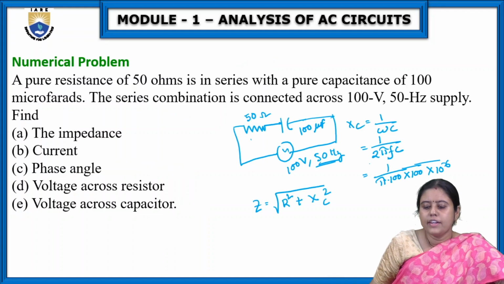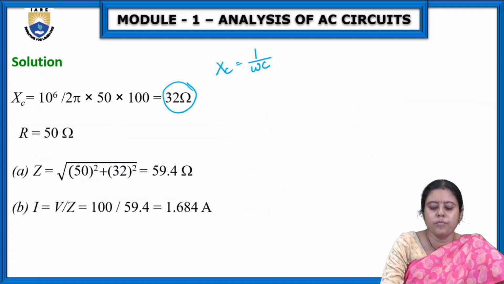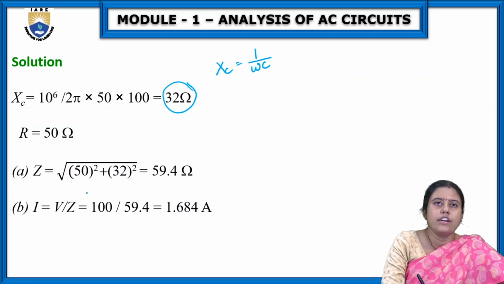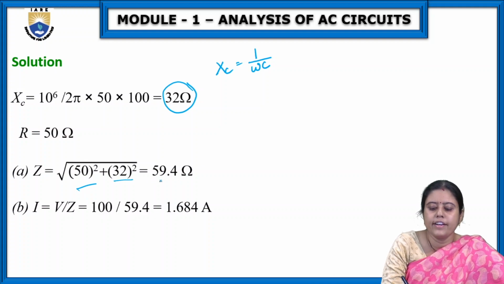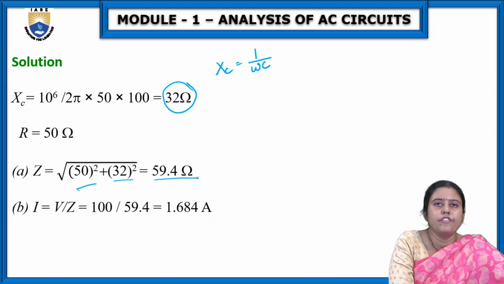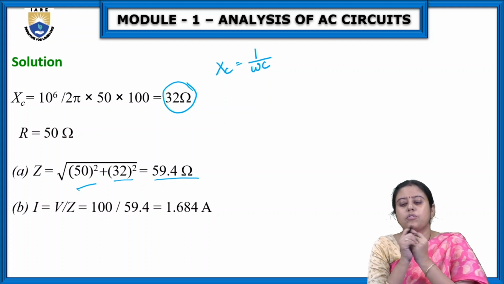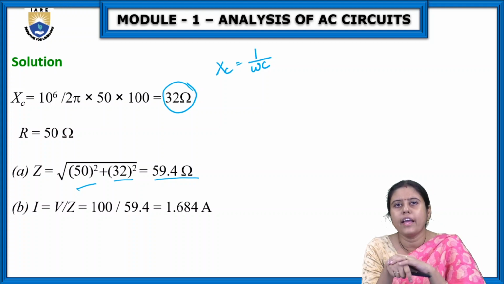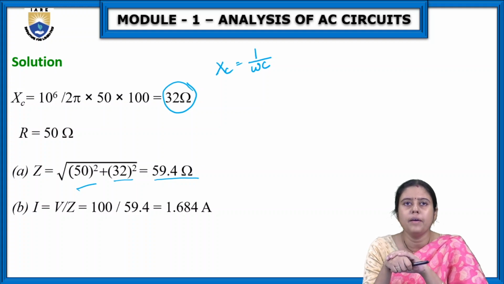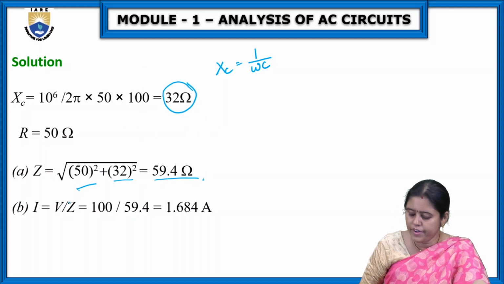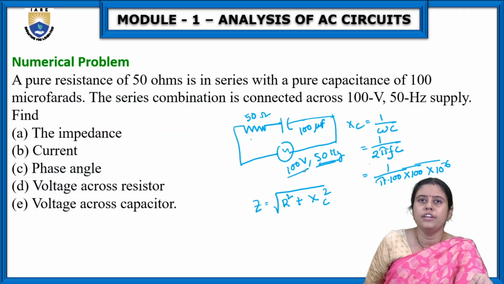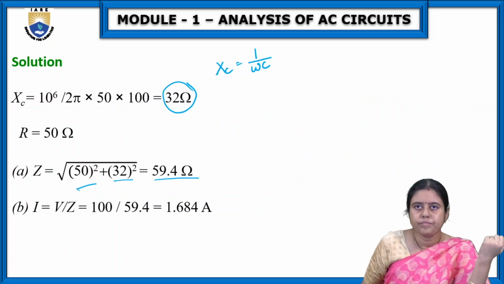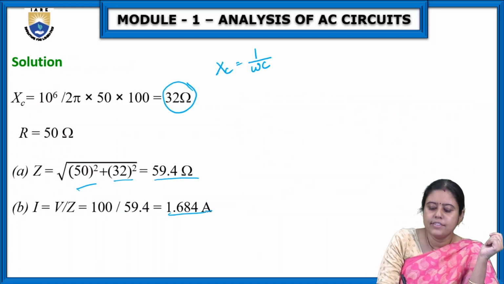What is the resistance value given in the problem? The resistance value is given as 50 ohm. So what is Z? Z is equal to the root of R square plus XC square, and we are getting 59.4 ohm. What is the current? According to Ohm's law, I is equal to V by R, but for AC circuits, I is equal to V by Z. So Z we got here is 59.4. The voltage given in the problem is 100 volt. So we are getting the value 1.64.